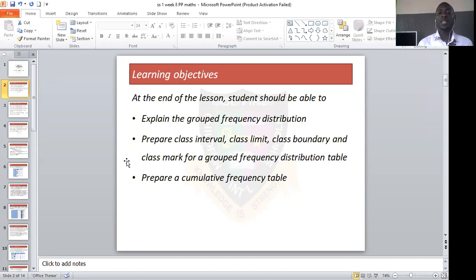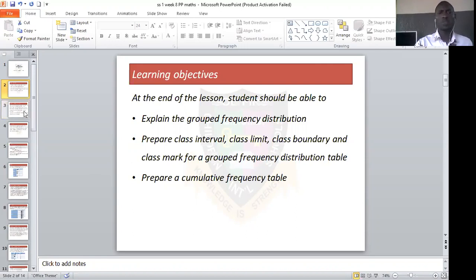Prepare class interval, class limit, class boundary, class mark. These four are the parameters of group frequency distribution. They are parameters of grouped data. The class interval, you must be able to explain it and understand it very well. Class limits, you must understand. Class boundary, you must understand. And the class mark for the group frequency distribution table, you must understand. And the last thing is to prepare a cumulative frequency table. I will explain all these as we go on in the class.